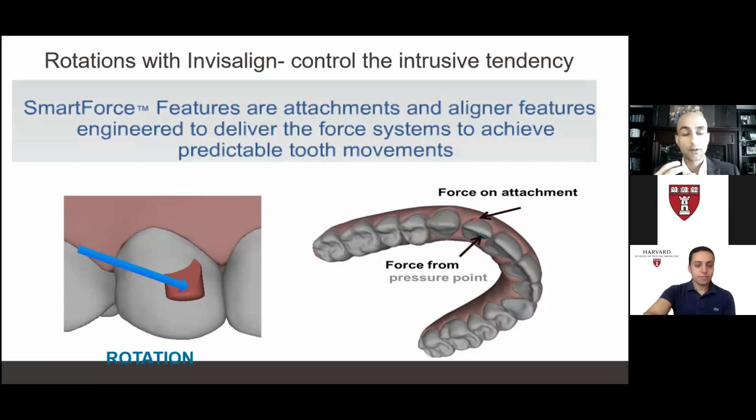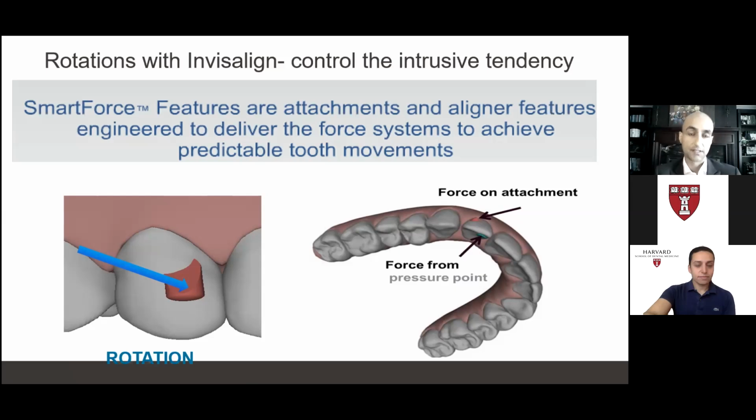Why is it at an oblique? Because one vector we don't take into consideration enough is retention. And as that tooth is rotating, again, it's feeling intrusion. So the reason that this attachment's at an oblique is so that there's a surface to push on to also keep the tooth seated in the aligner.